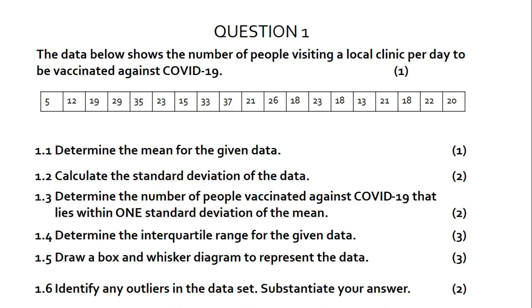Now, the first thing that you will notice when you look at this data set is that the numbers are scrambled. And I'm sure that when you learned in class about ungrouped data, you were told that you need to rearrange those numbers into ascending order. So just keep that in mind. Now, these are your questions, and they are asking you to determine a number of things like the mean, the standard deviation, and so on. So let's focus on each question specifically.